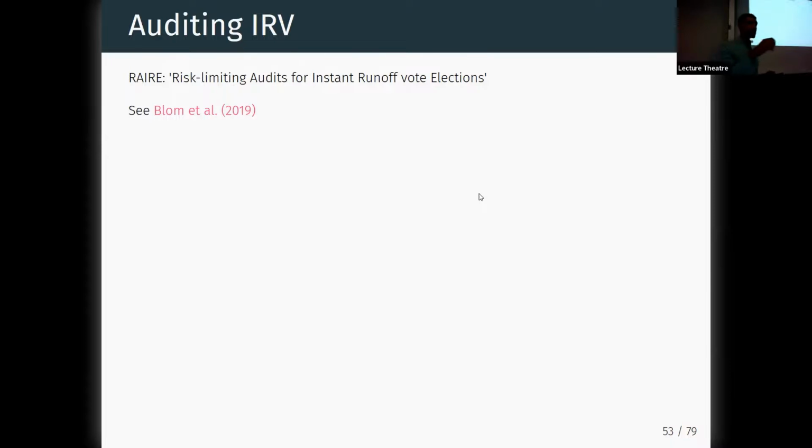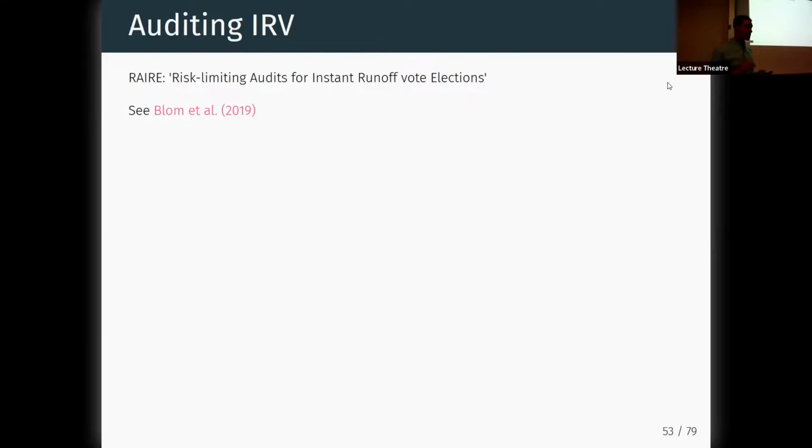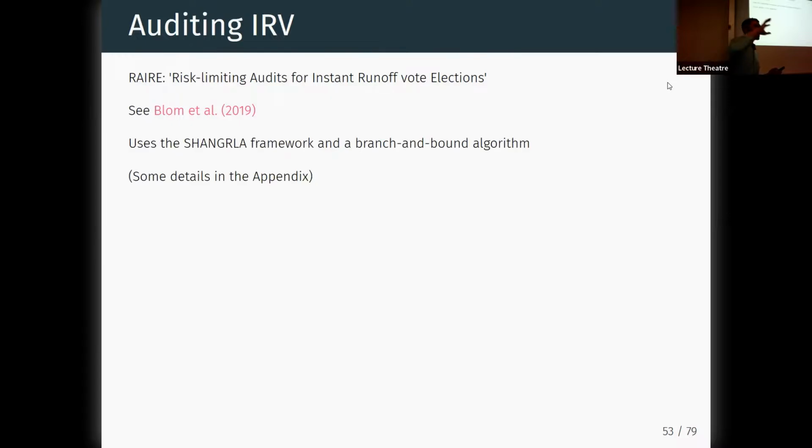For IRV, which is the system used for the House of Representatives, the main difference from the Senate system is that we don't have this transfer step. We only have elimination steps. So we don't get fractional votes. We have integer counts, so it's a bit easier to reason about those counts. For that reason, Michelle, Peter, and Vanessa have come up with a way to audit all those elections by using the Shangri-La framework.